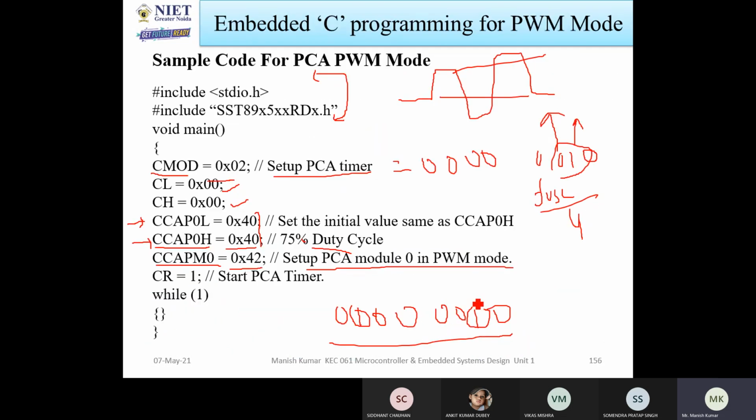So now after setting all the things, you have to start the PCA timer, so you run the bit equal to 1, that is CR equal to 1, and this process will be continued.